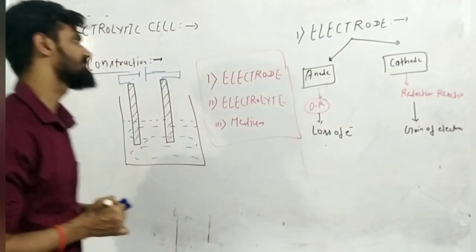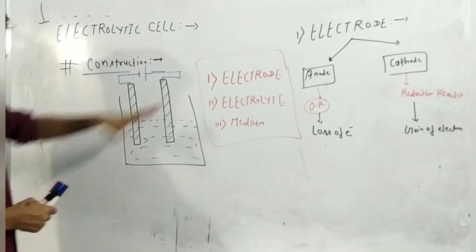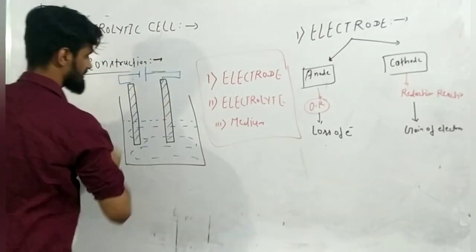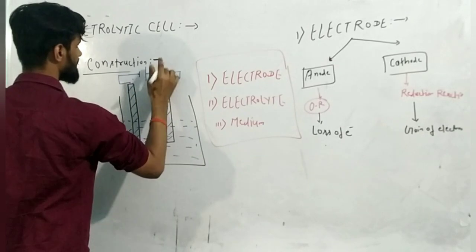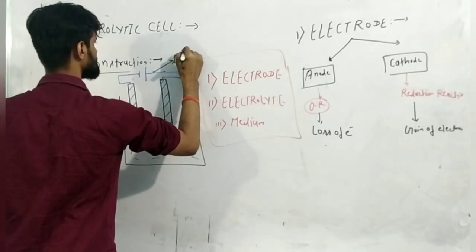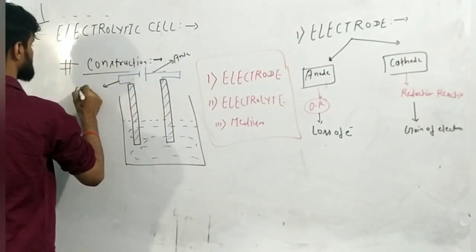Okay, these things you have to focus on. Now understand one thing. This is the electrode. Now I am going to assume it, this is anode, and I am assuming it, this is cathode.